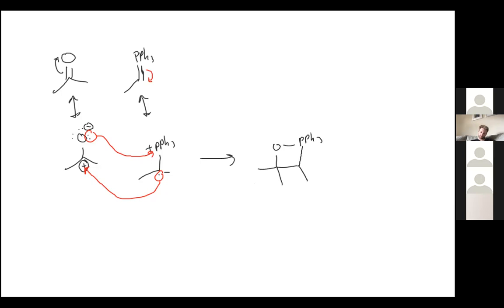So these electrons are going to come down to make a double bond. These ones are going to come up to make a double bond here, and we're going to end up with triphenylphosphine oxide, as well as our Wittig product, where we merge the two together. 2 double bonds in order to make basically a larger double bond. This is always going to favor the Z form, actually.